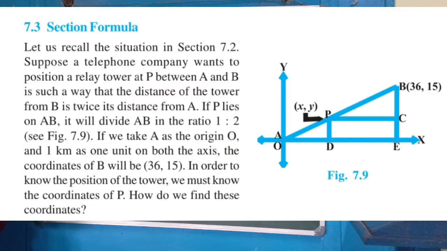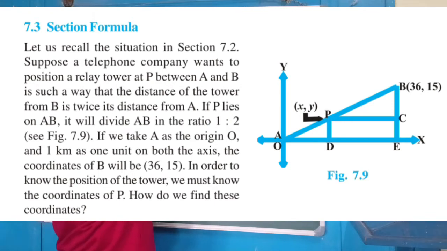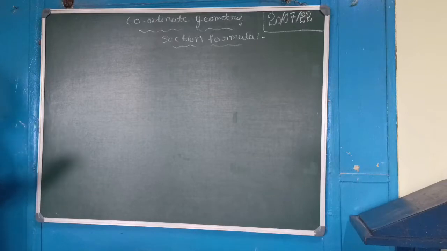Already we have completed 7.1 fully. Now we will move on to the next topic, that is called the section formula. Now this section formula is also important. So anything can be asked. Anything can be asked for you. So I think everyone knows the distance formula, I assume. Now we will discuss the section formula.